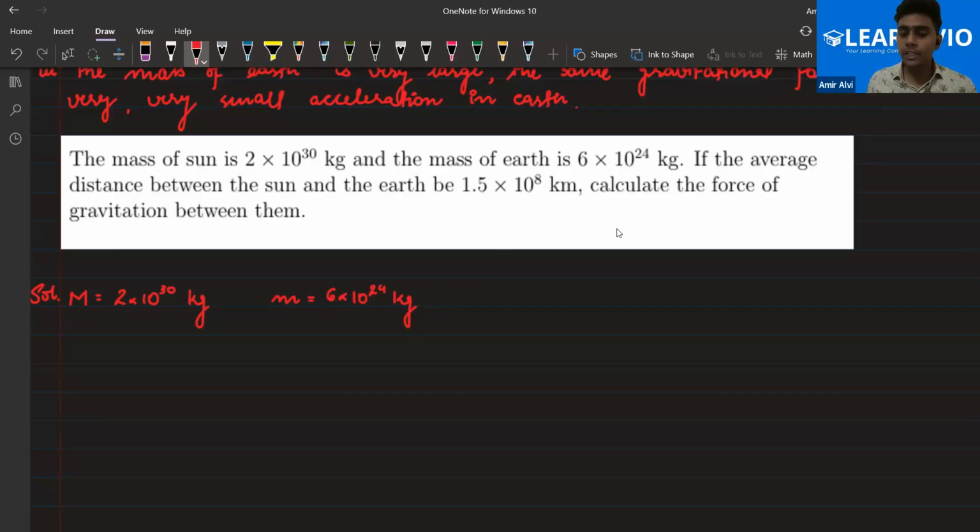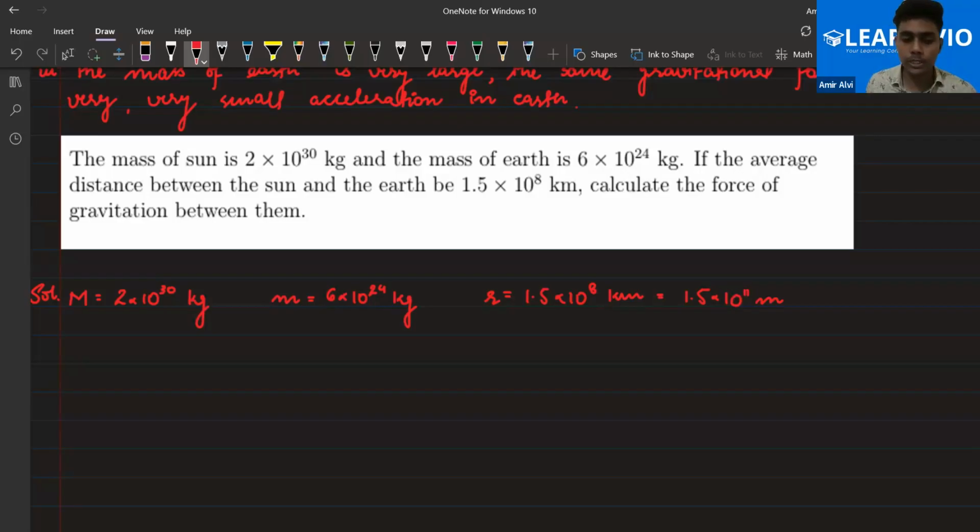Right. So they said the average distance. It means that they have made the calculation. So the average distance comes out to be R, that is 1.5. We can write D also, right? Yes, we can use any variable. It's not like only R, we can say D. It could be anything. Okay. And one more thing, it's in kilometers, so I have to convert this into meters because the SI unit is meter. So 1.5 into 10 to the power 11 meter, because 1 kilometer is 1,000 meters. So that's why I've added these three zeros.